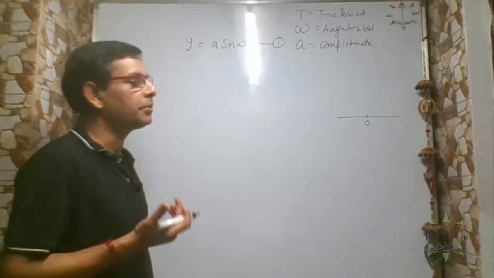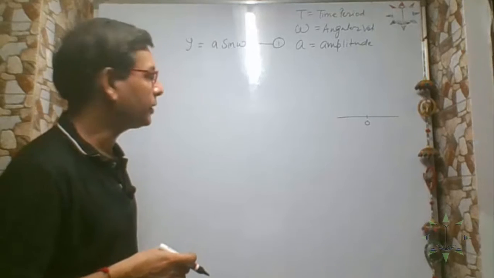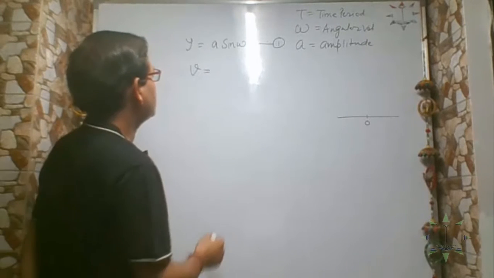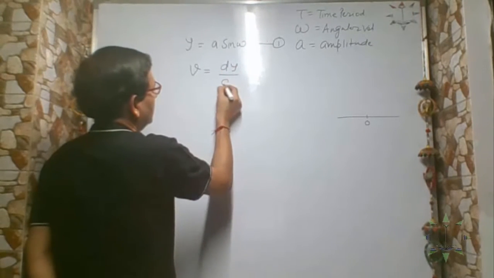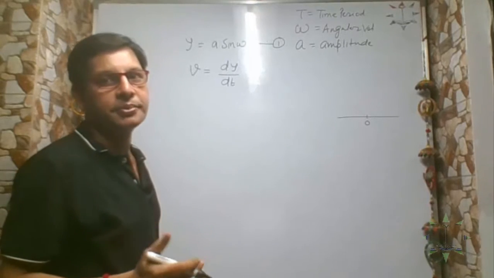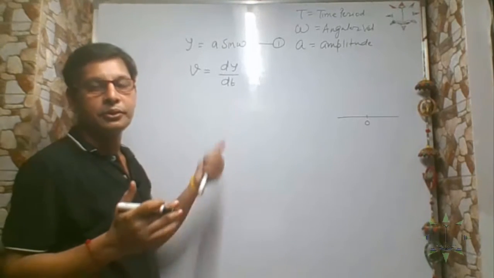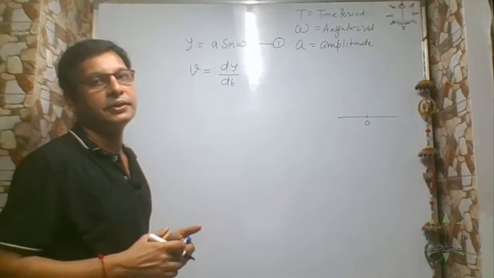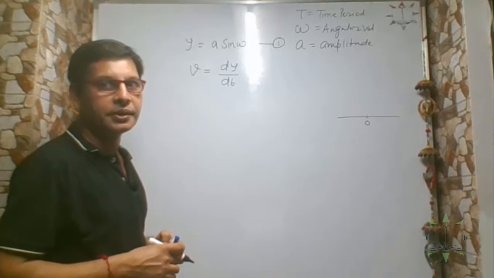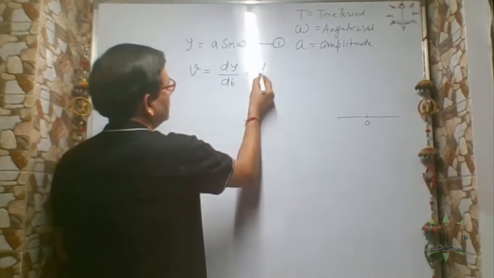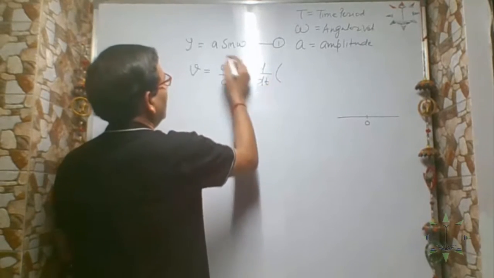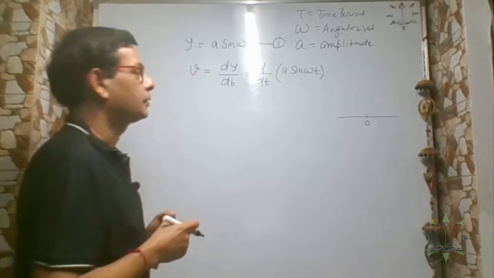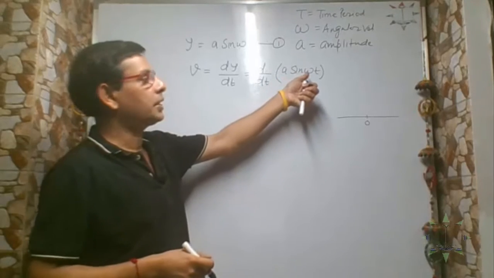Instantaneous velocity can be obtained by using calculus. We know that instantaneous velocity is defined as dy by dt. What is dy? A small change in displacement, and dt is the time taken for this displacement to occur. So in dt time, if it covers a dy distance, then the instantaneous velocity is dy by dt. This is a differential operator, d by dt, and for y you put a sin omega t.